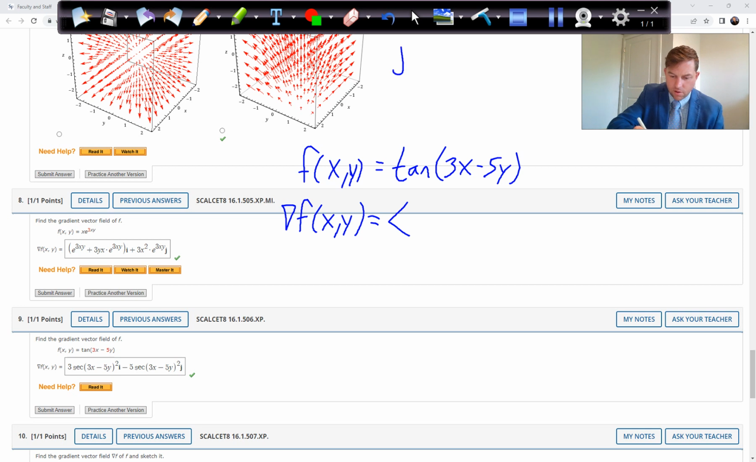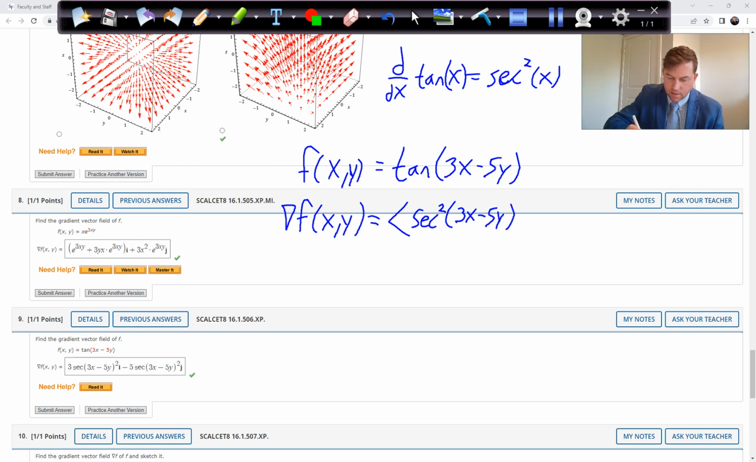Now, we have to recall that the derivative with respect to x of tangent x is equal to secant squared x. So that is one thing we'd want to remember from Calculus 1. And so what we're going to get is partial f with respect to x will be secant squared, all of this left alone, times the derivative of the inside, where x is the only variable. The derivative of the inside would be just 3. So it would be the derivative of 3x, which is 3.